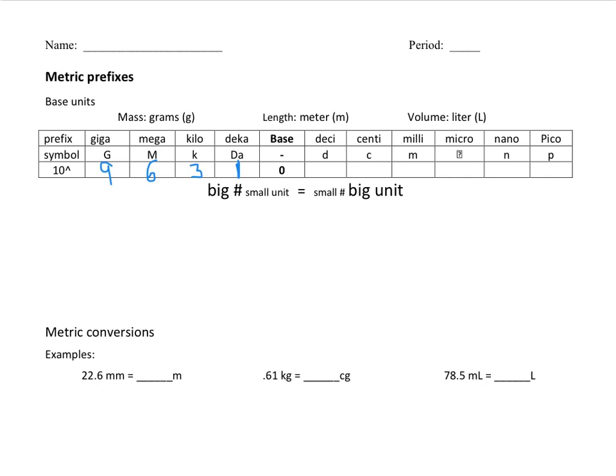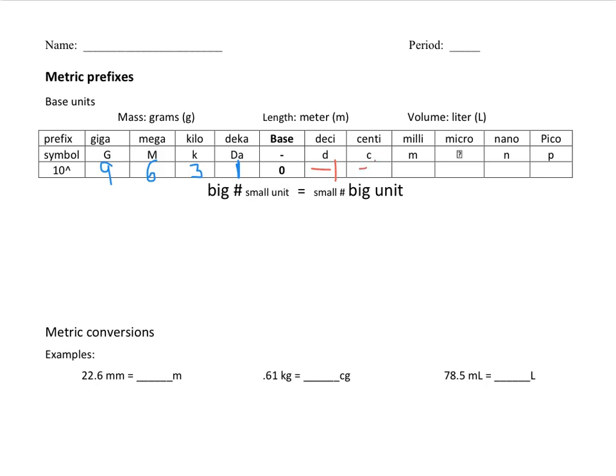So deca gets either capital D or DA. I've seen it both ways. Kilo is K, mega is capital M, and giga is capital G. How about 10 to the 12th? Anybody know what that is? If you think computers, tera. So like a terabyte, that's 10 to the 12th bytes. All right, going the other way, so going the smaller way, we have deci. So deci is 10 to the negative first, so a tenth. So a decimeter is a tenth of a meter.